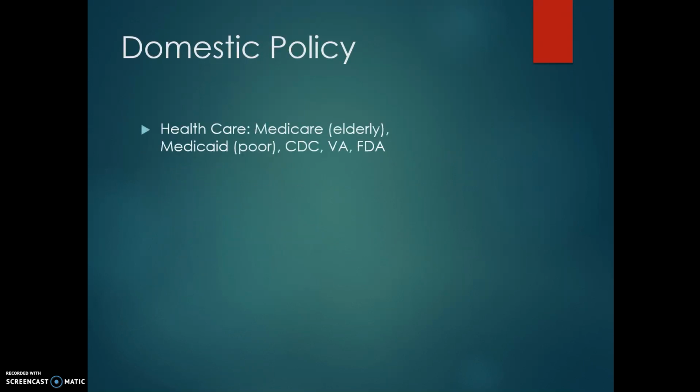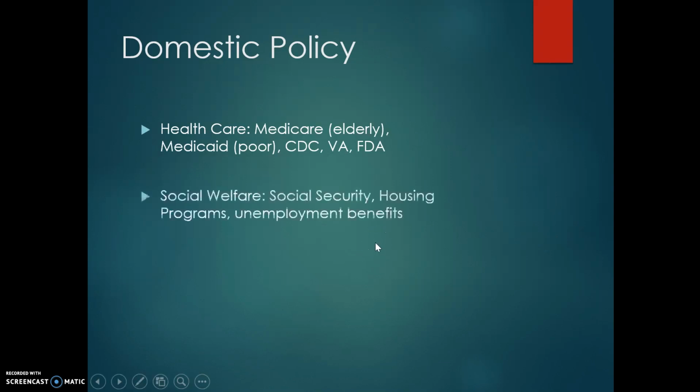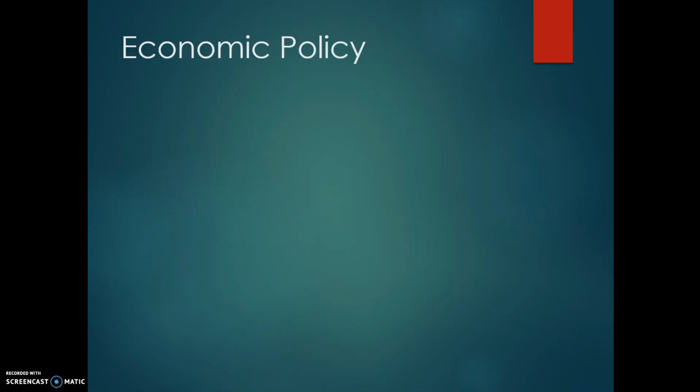Other areas are healthcare, Medicare, and Medicaid. Make sure you understand that Medicare is an entitlement program. Medicaid is a means-based program. Social welfare programs also that you need to make sure you know are Social Security, housing programs through HUD, unemployment benefits, and things of that sort.